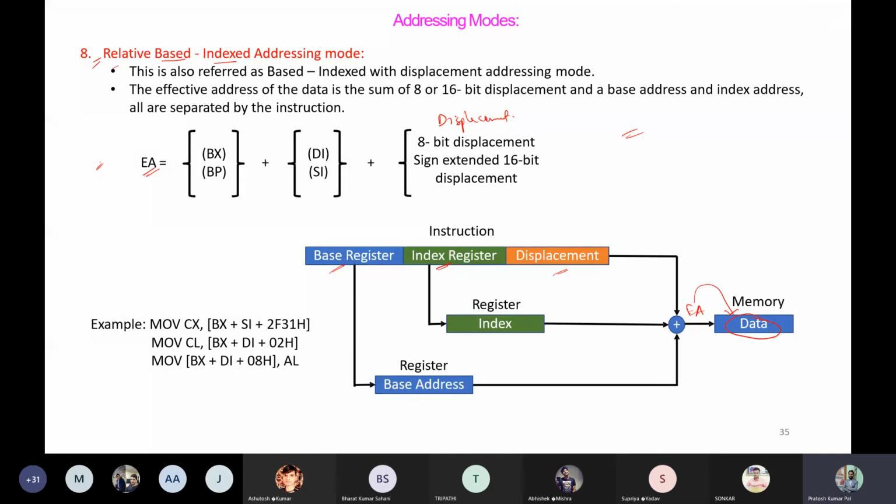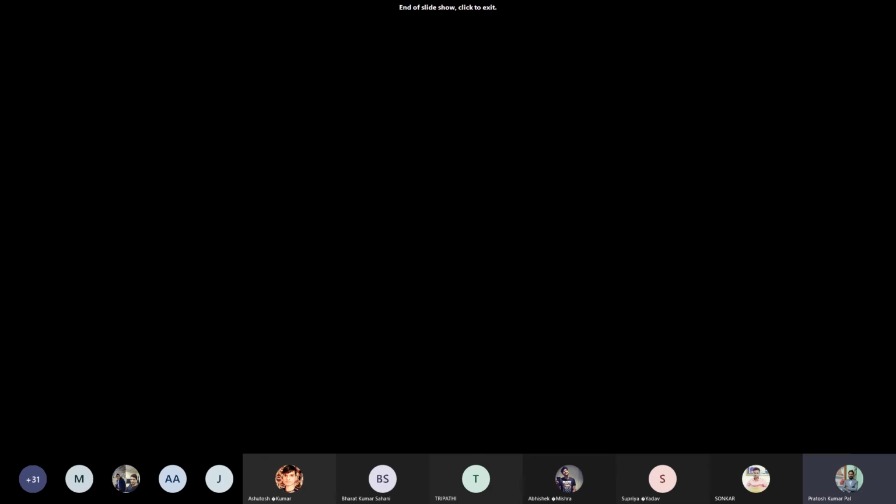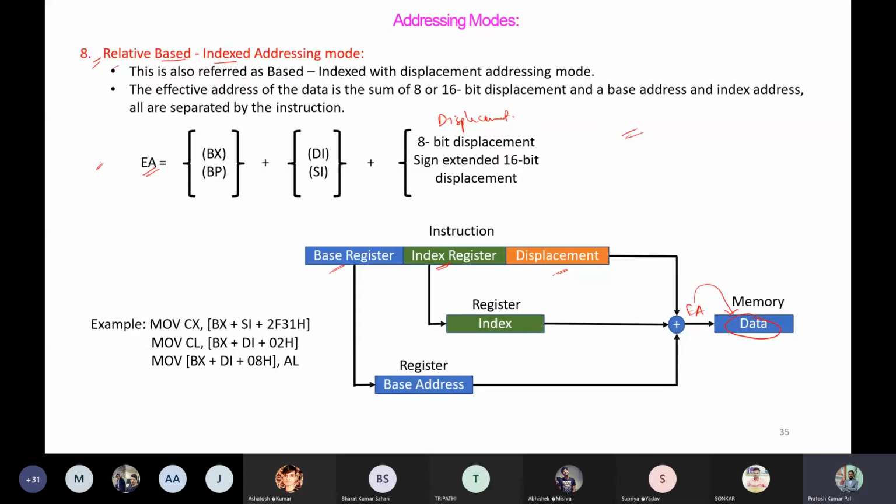So this is how the addressing modes are given. Whenever we are going to write a program for 8086 or any type of microprocessor, the question is how we can represent data. These addressing modes are basically the methods to represent data: how we can fetch data from a memory location, or how we can provide data to a particular instruction. That is the purpose of addressing modes.